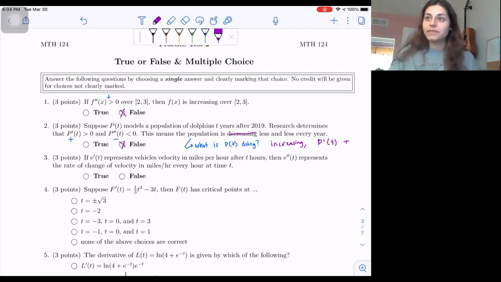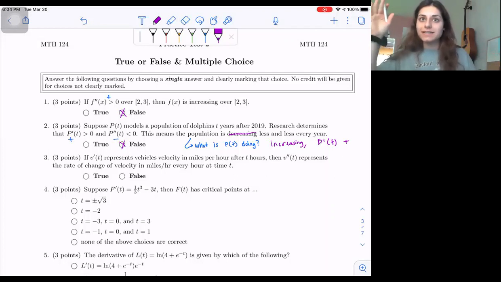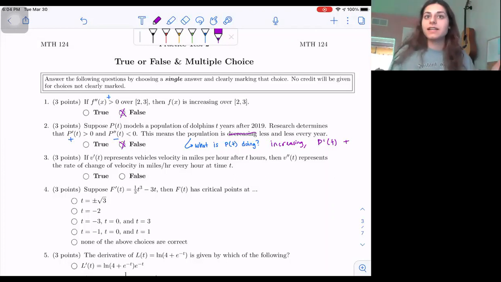And then we also know that since the second derivative is negative, it's increasing less and less every year. So every year we have more dolphins, but in comparison to the previous year, it's actually less of a rate of change. So first year we have 10 more dolphins. Next year we have 8 more dolphins. The next year we have 3 more dolphins. The population is still increasing. We're still getting more dolphins, but we're getting fewer more dolphins. That's what it means when the second derivative is negative.